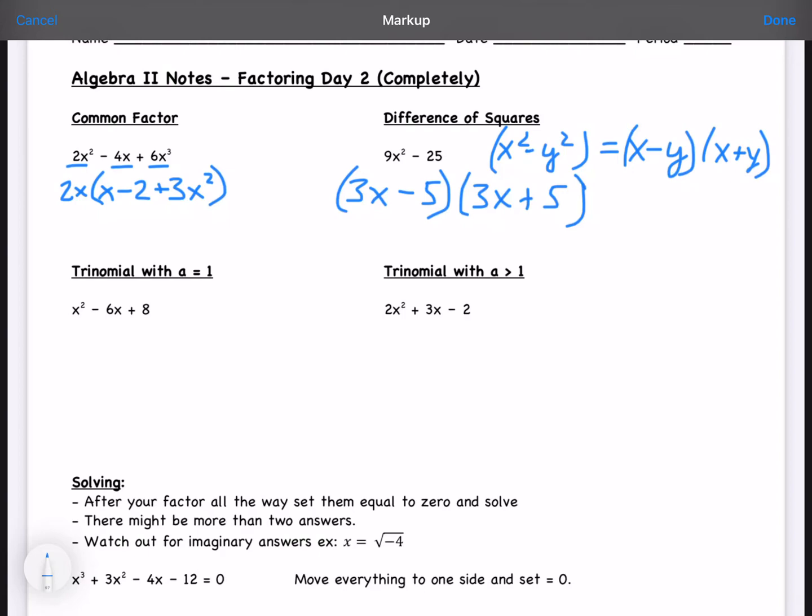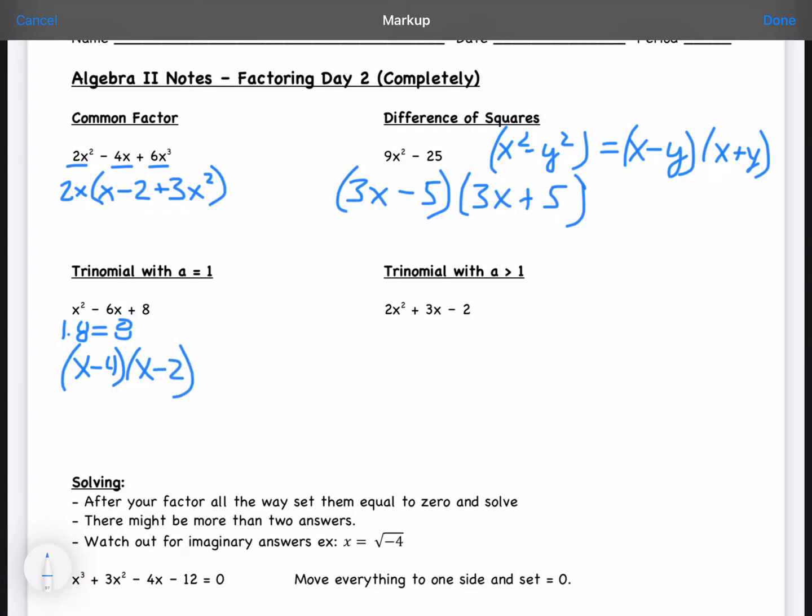Trinomials with a equal to 1. Remember, we do a times c, 1 times 8 equals 8. The two numbers that multiply to be 8 and add up to negative 6 are minus 4 and minus 2. That's all there is to it.